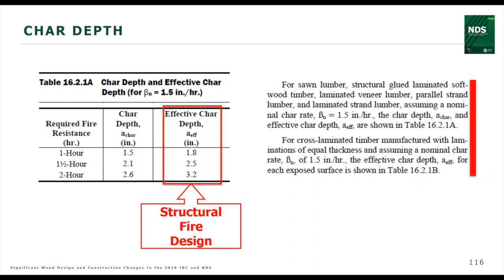And what we see here is actually taking into account the fact that beyond that char front, there is wood that has been heated. Even though it has not burned yet, it still has been heated. And as a result of that heating, there is a loss of strength and stiffness resulting from these elevated temperatures. So we use the effective char depth to do our structural fire design and calculations for things like that.